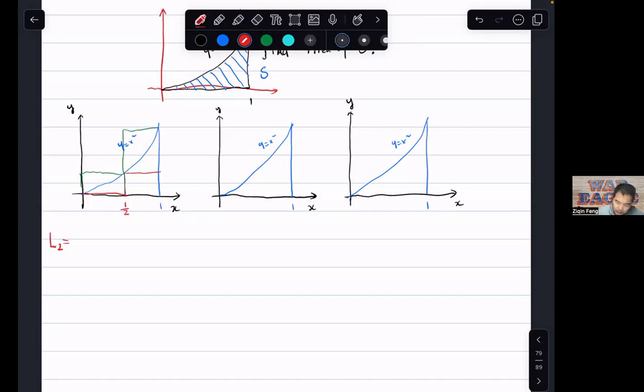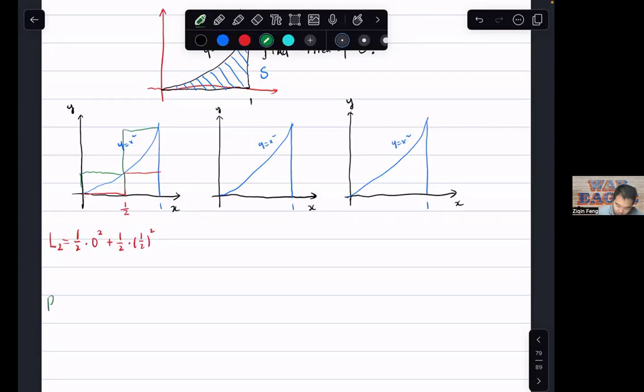So we know that the width of each stripe is 1/2. So L2 is 1/2 times the height for the first half, where the height is 0 squared, plus 1/2 times the height 1/2 squared, right? Now let's calculate the sum of the areas of the right rectangles, which means the rectangles obtained through the right endpoints of the intervals.